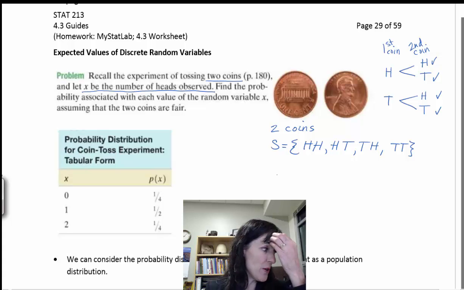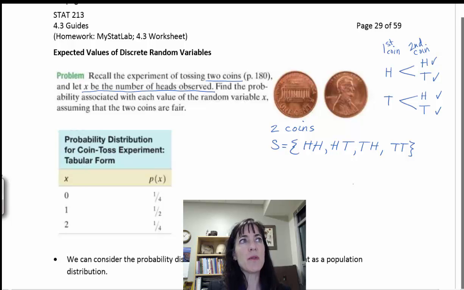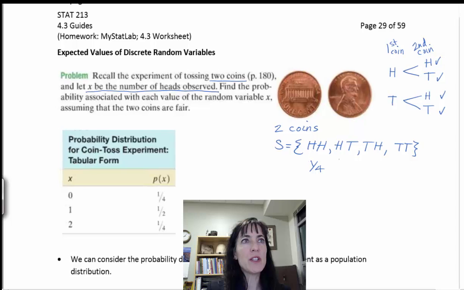Now from here, I want to look at the probability associated with each value of the random variable x, assuming the two coins are fair. So we're assuming that we don't have a little bit of extra weight from that fat head on Abraham Lincoln there. Then I have four items in my sample space, so if they're all equally likely, then it's 1/4 for each of them.